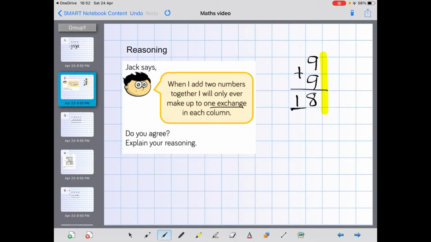To just have the digits 9 plus 9 equals 18 written down without any explanation would not be answering the question fully. The children would need to answer the question fully by explaining why they have written down 9 plus 9. In short, they have written 9 plus 9 because 9 is the biggest digit that you would ever have in any one column.